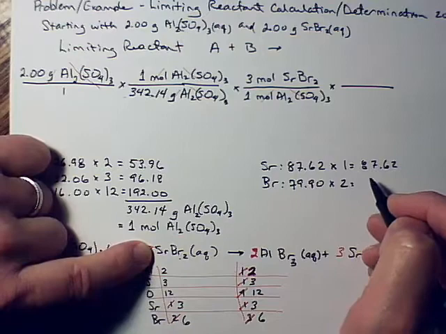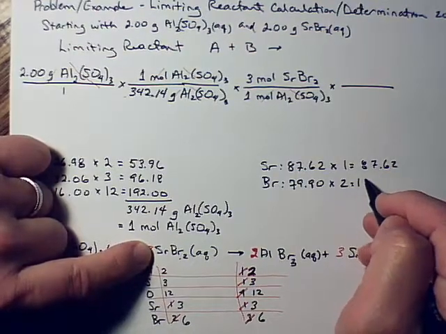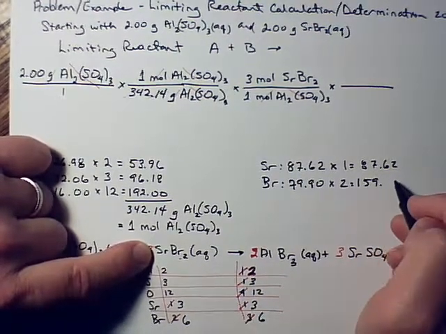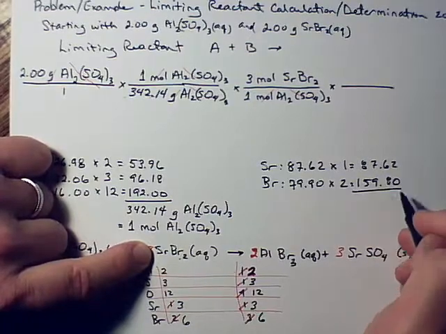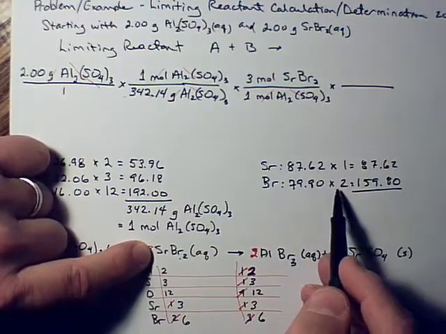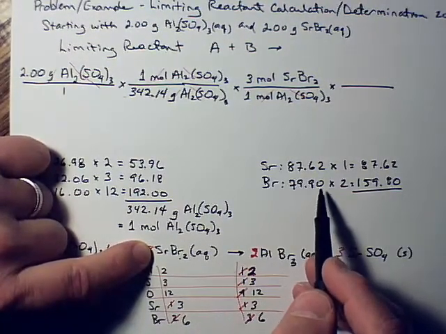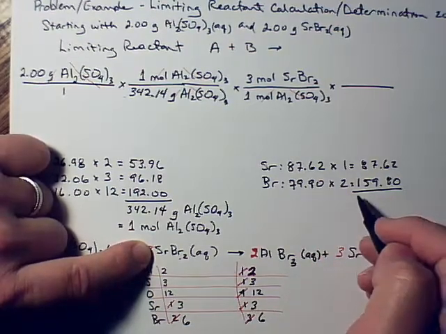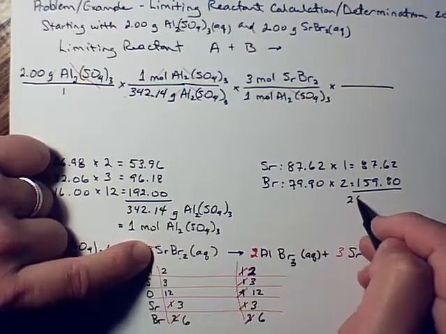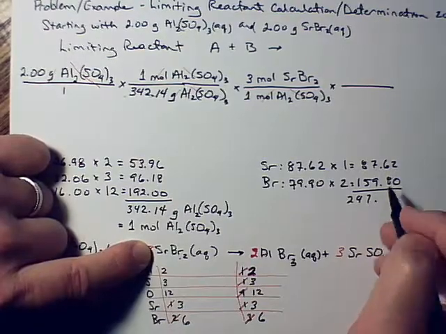So 2 times this 79.90 is 159.80. And again, you have to be careful if you put it in your calculator. Got to take note of that 0. And we add those together, we get 247.42.